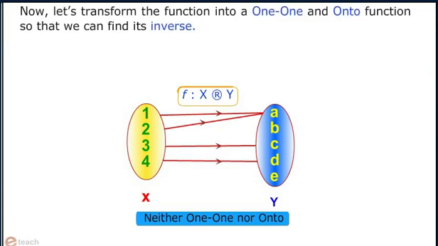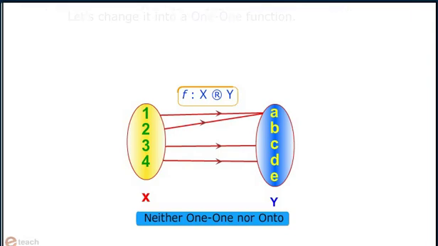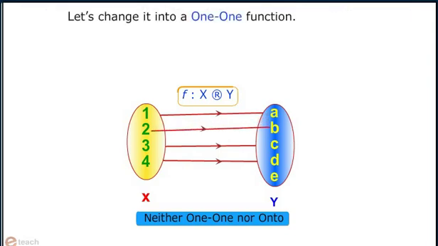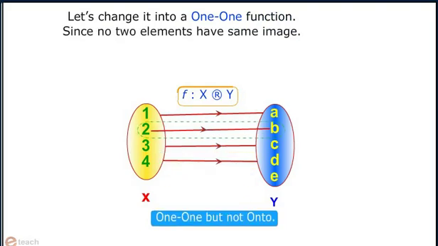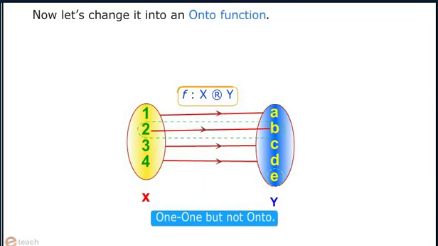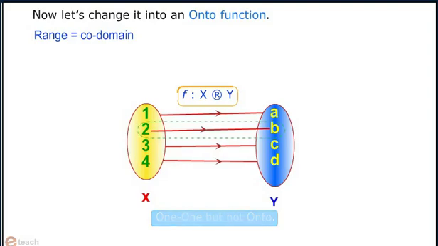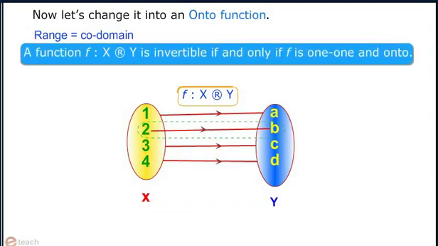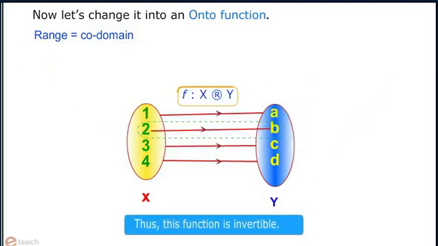Now, let's transform the function into a 1-1 and onto function so that we can find its inverse. Since no two elements have same images, hence this function is a 1-1 function. Now, let's change it into an onto function. Since range equals codomain, we know that a function f defined from set X to set Y is invertible if and only if f is 1-1 and onto. Thus, this function is invertible.